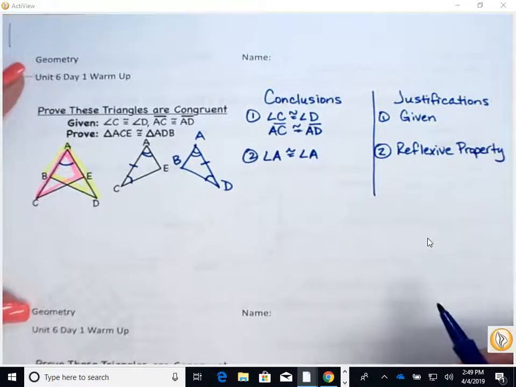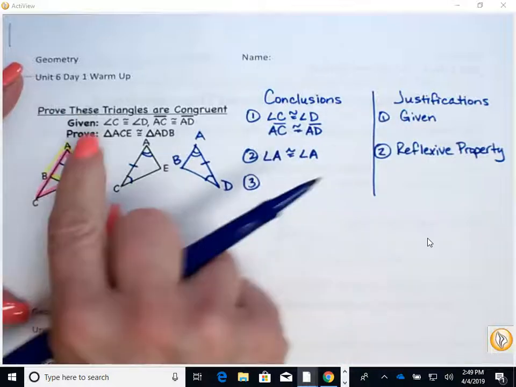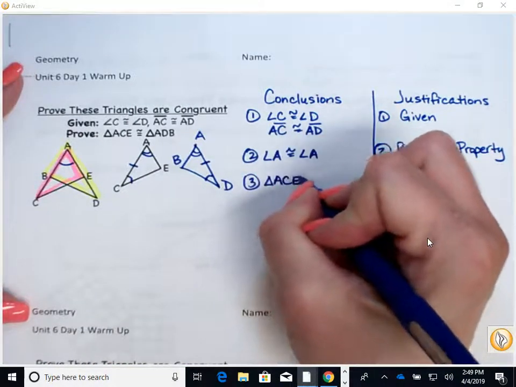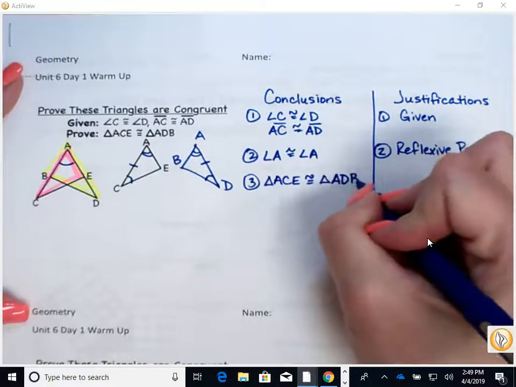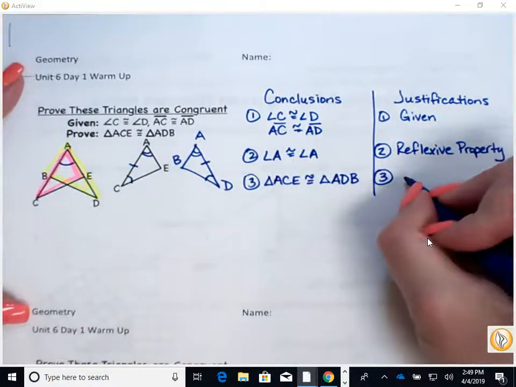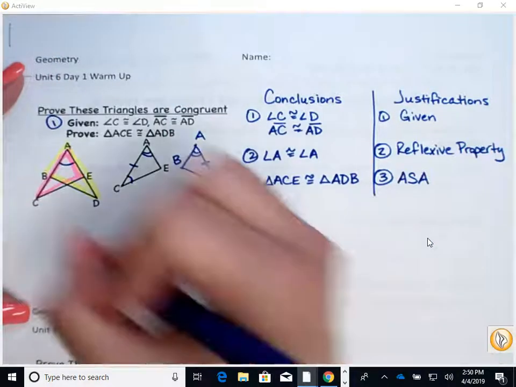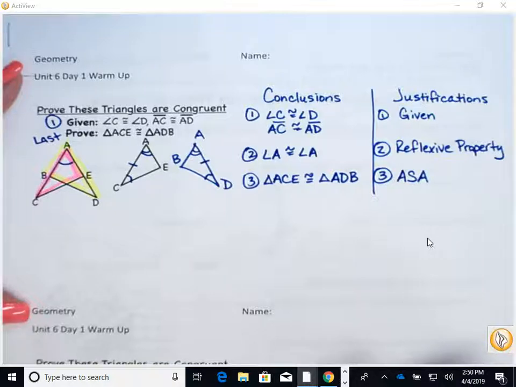So now I have enough information to prove the two triangles congruent, and since what we are trying to do is prove the two triangles congruent, that's going to be my last step. Triangle ACE is congruent to triangle ADB. And the reason I know they're congruent is by angle, side, angle. And then I'm done. There's my proof. Step one is always the given, and then your last step is always the prove. So I've proven them congruent, so we are finished.